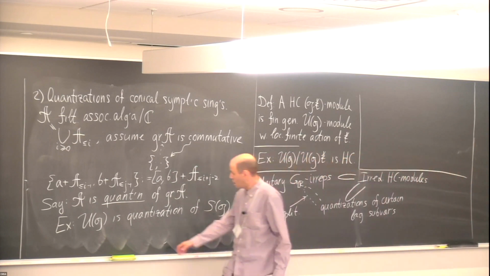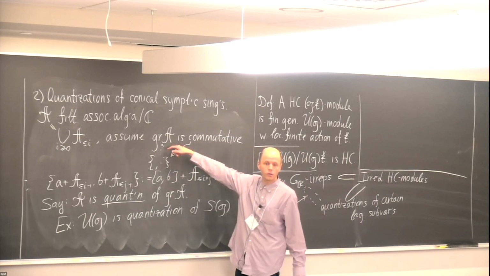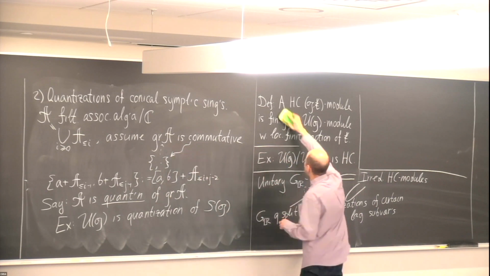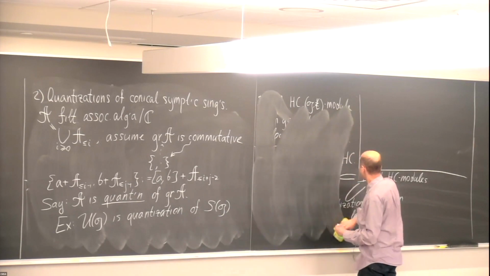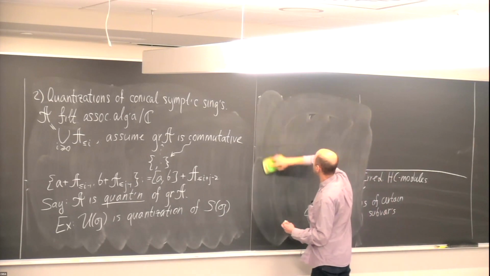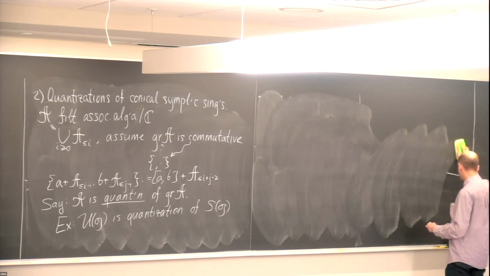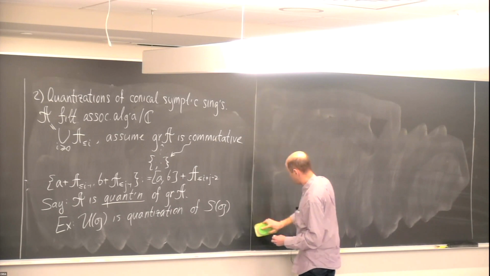Now, I will be interested in quantizations of certain Poisson algebras, and these are my conical symplectic singularities. And because of time constraints, I'm not going to give a definition of what it means to be a symplectic singularity. I'm going to give you an example. And that's essentially the example that I'm going to care about.